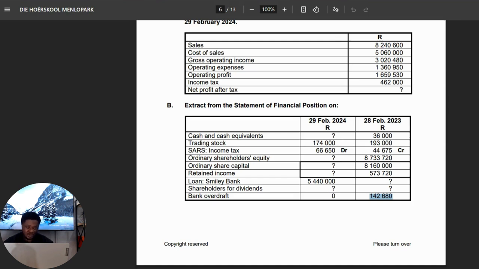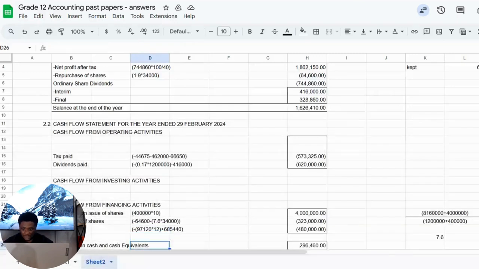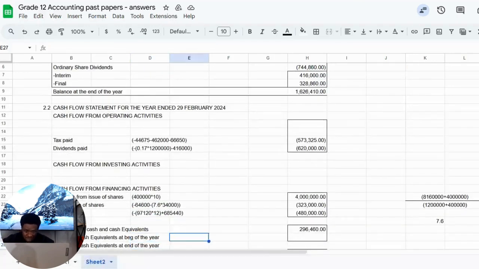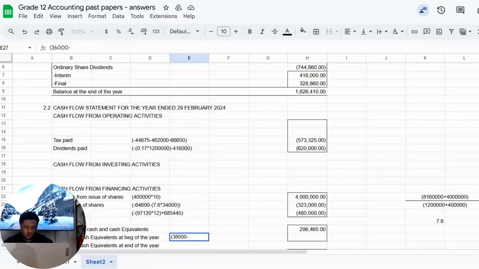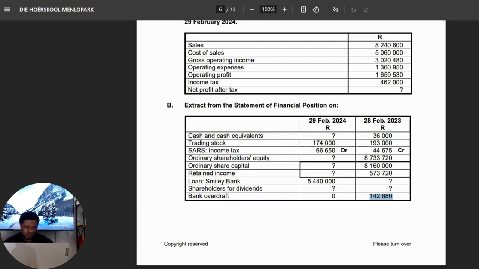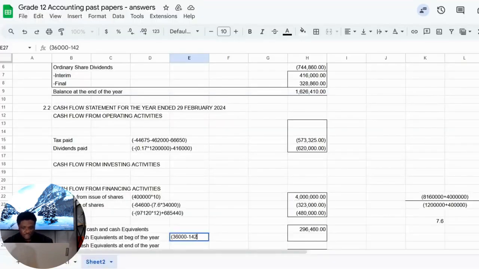So basically in this case, we have a positive amount for cash and cash equivalents, which is 36,000. That positive amount of 36,000 is then subtracted by 142,680, which is the bank overdraft. And so this amount goes towards the bank overdraft. Therefore, that gives us our net cash and cash equivalents at the beginning of the year, which is 106,680.